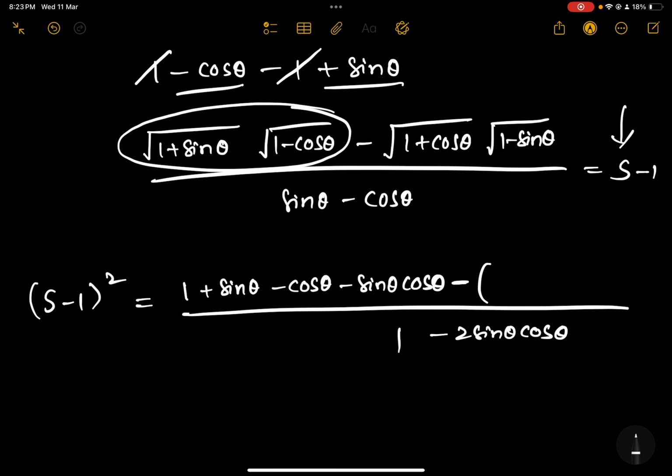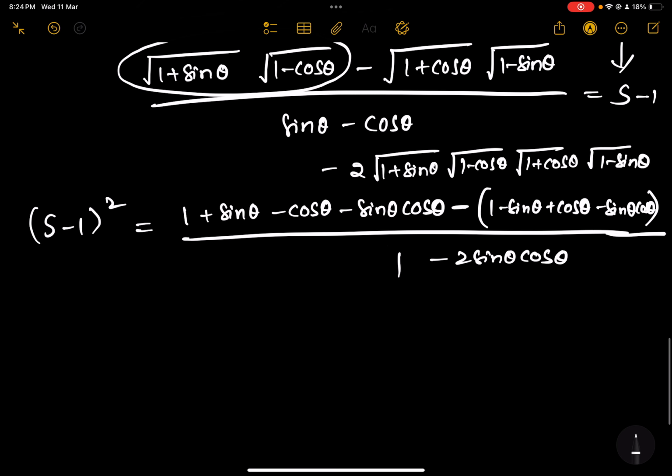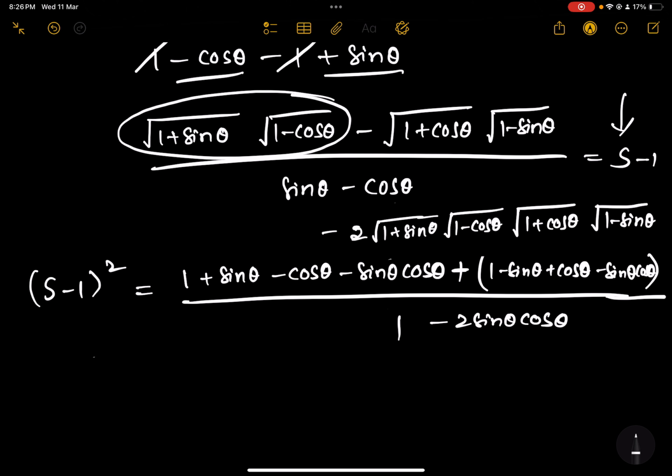And minus for this particular term, when you square that, you'll be getting 1 minus sine theta plus cos theta minus sine theta cos theta. And then there is a 2ab term. So minus 2a is 1 plus sine theta, 1 minus cos theta, and b is 1 plus cos theta times 1 minus sine theta. This is what you have. So let us forget about the denominator for some time and focus on, I made a mistake. So this is actually plus.